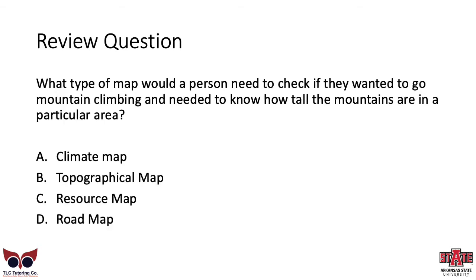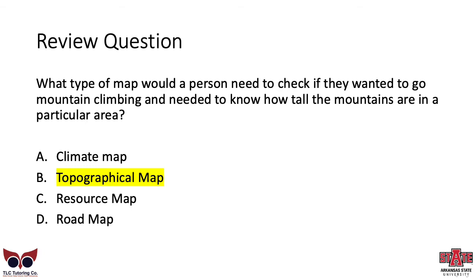What type of map would a person need to check if they wanted to go mountain climbing and needed to know how tall the mountains are in a particular area? A. A climate map. B. A topographical map. C. A resource map. Or D. A road map. The correct answer is B. If a person wanted to go mountain climbing and wanted to know how tall the mountains are in an area, a topographical map with contour lines would give the most accurate data regarding the height of the mountains in a particular area.